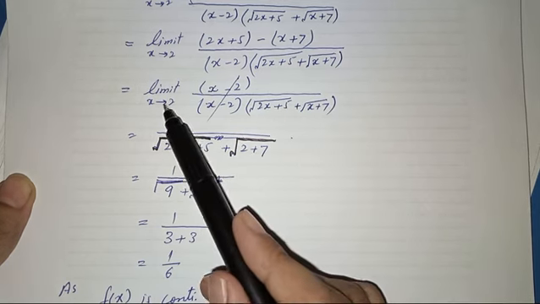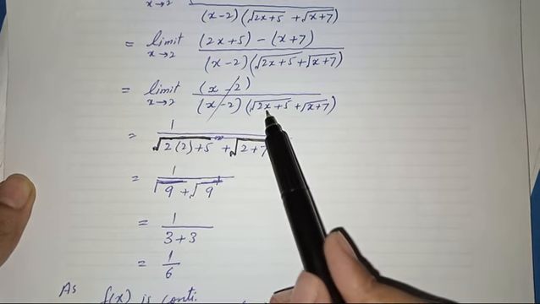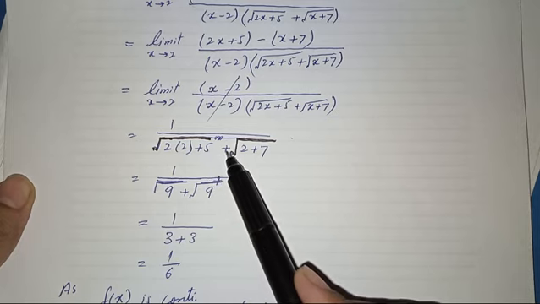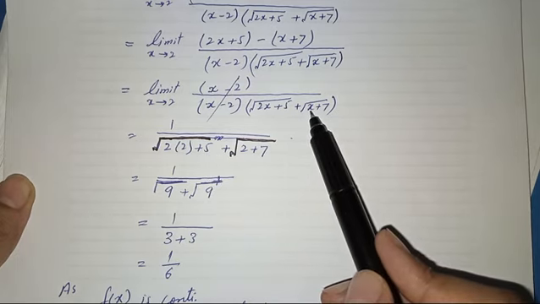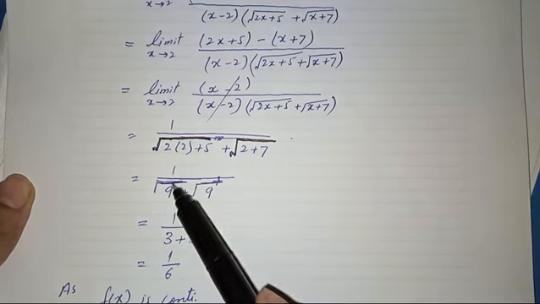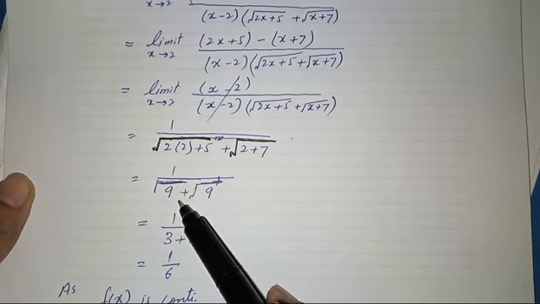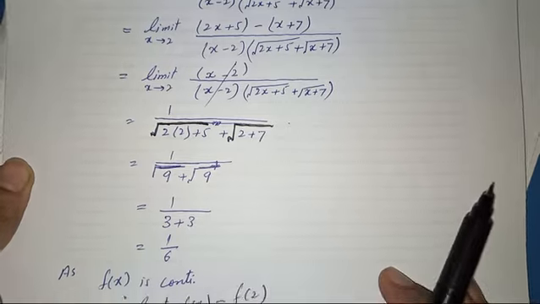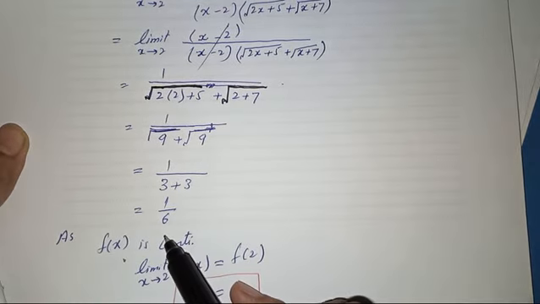Now apply limits. X tends to 2. In place of x, write here 2. 2 times 2 is 4, 4 plus 5 is 9. Plus as it is, in place of x 2, 2 plus 7 is 9. So 1 over square root of 9 plus square root of 9. So left behind 1 over 3 plus 3. So the final answer is 1 over 6.